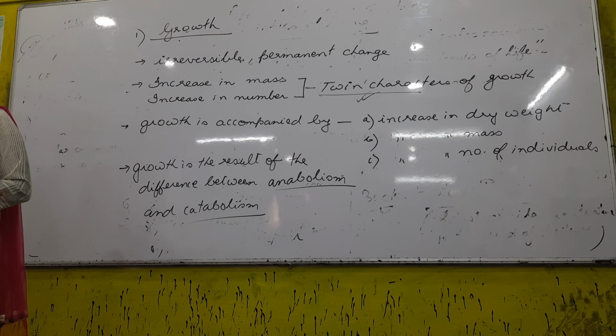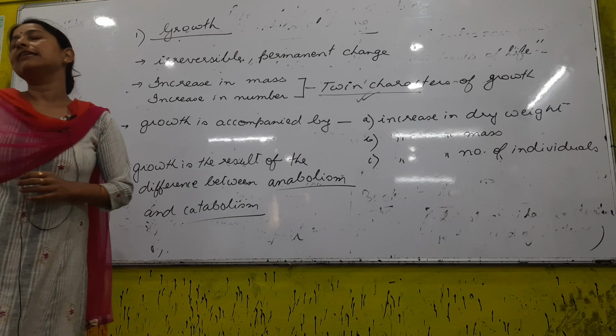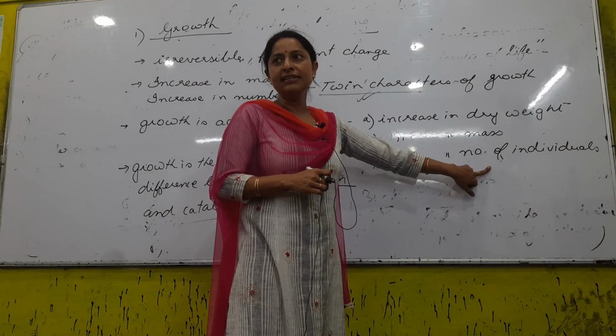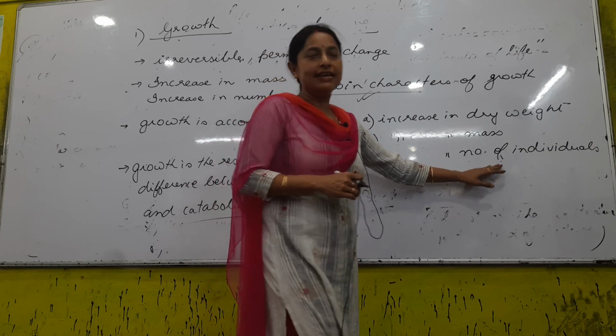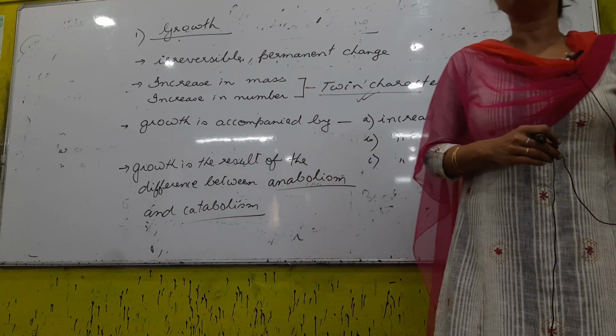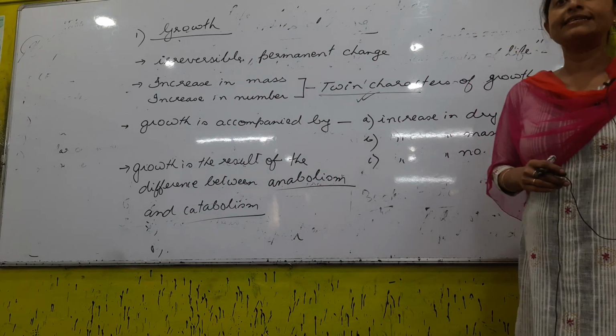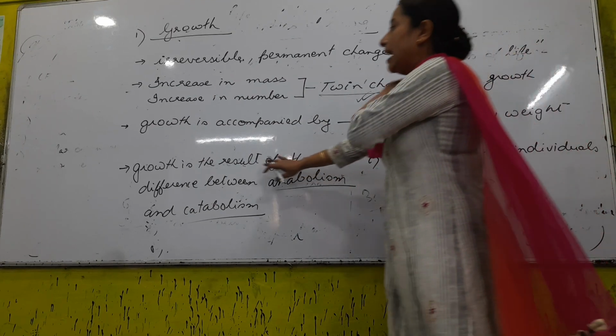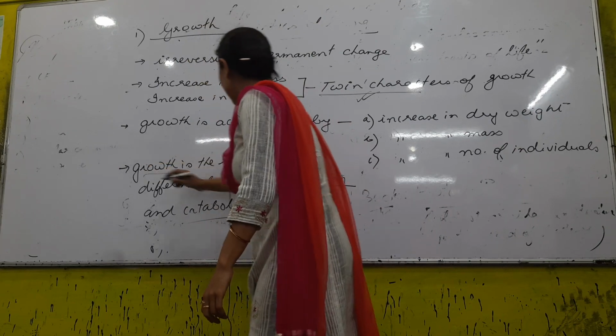A bacterium originally is one, it divides and forms two, then those two become four. This could be considered growth in unicellular organisms. So the number of individuals is taken as a factor for growth in unicellular organisms. Okay, next, coming to this point: growth is a result of the difference between anabolism and catabolism.